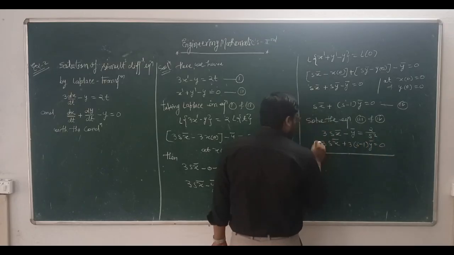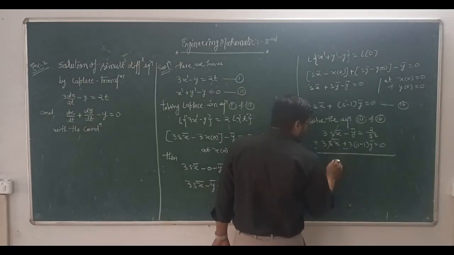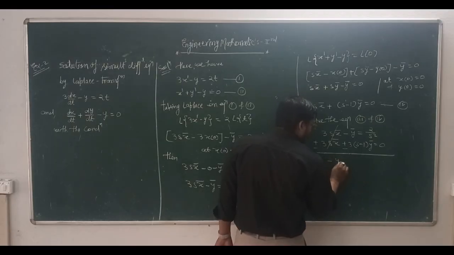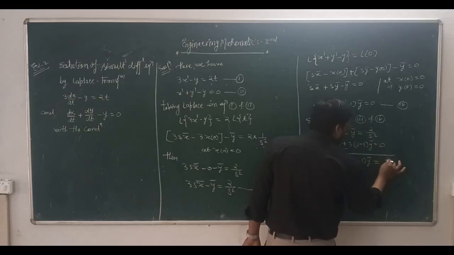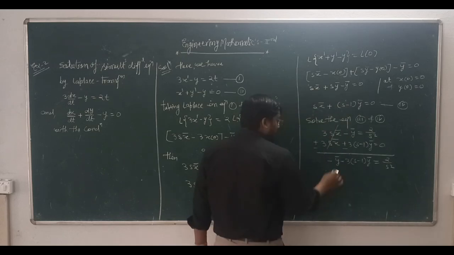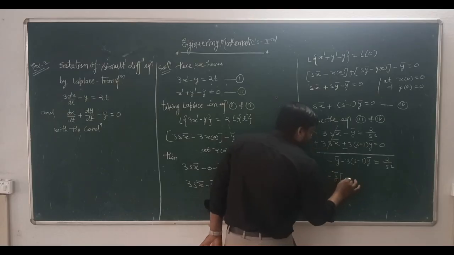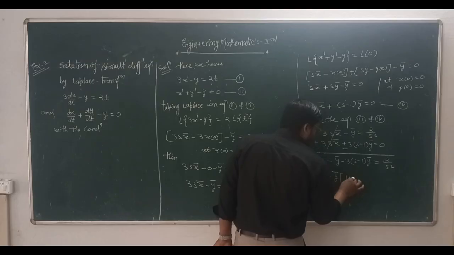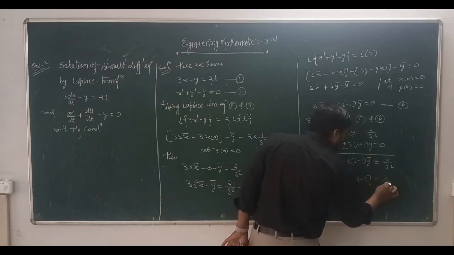Now you can solve this. Plus minus plus, this is a plus. Now this is cancelable. Now you can write minus Laplace of y minus 3s minus 1 Laplace of y is equal to 2 by s square. Now you can write Laplace of y, 1 minus, sorry, plus 3s minus 3 is equal to 2 upon s square.